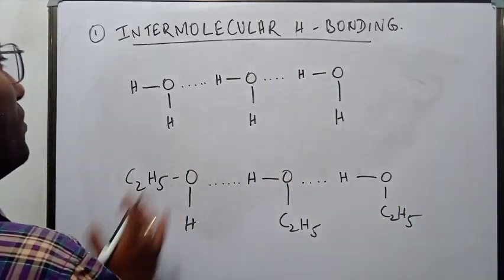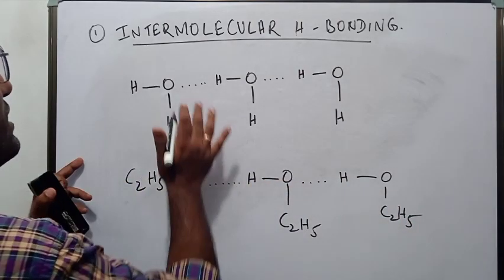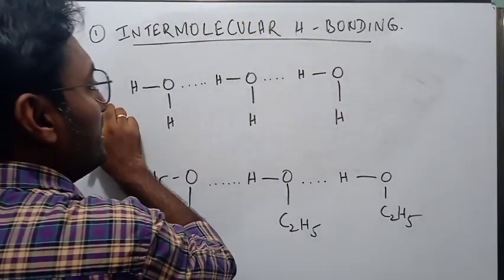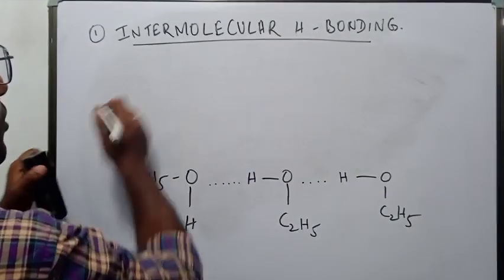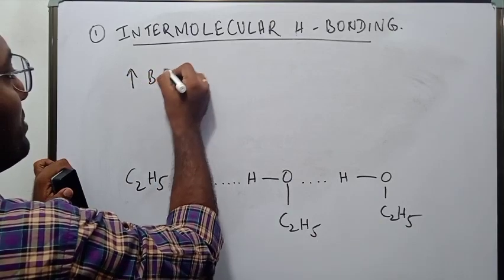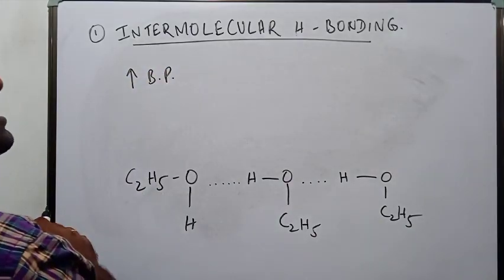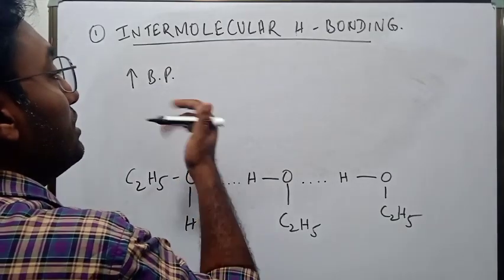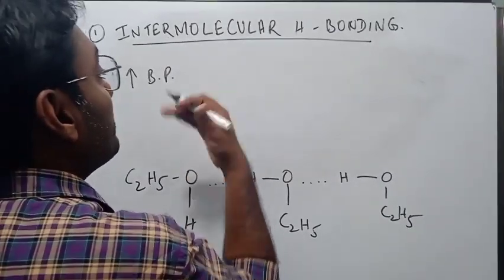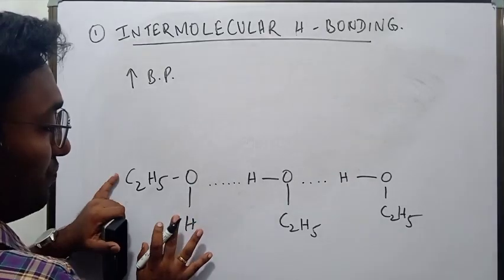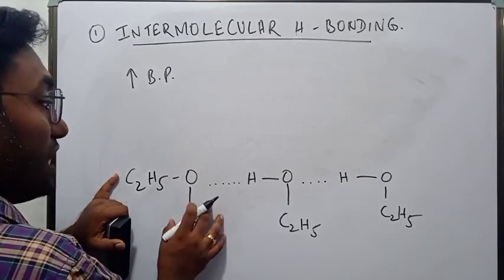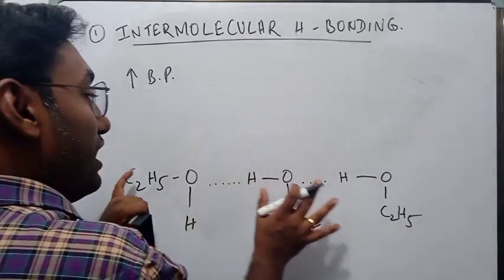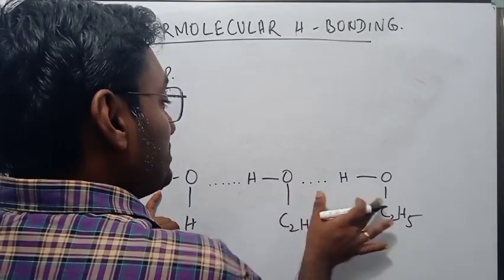Now what is its effect? Intermolecular hydrogen bonding increases the boiling point considerably. The boiling point of water is surprisingly very high. The boiling point of ethanol is high compared to other molecules of the same molecular weight.